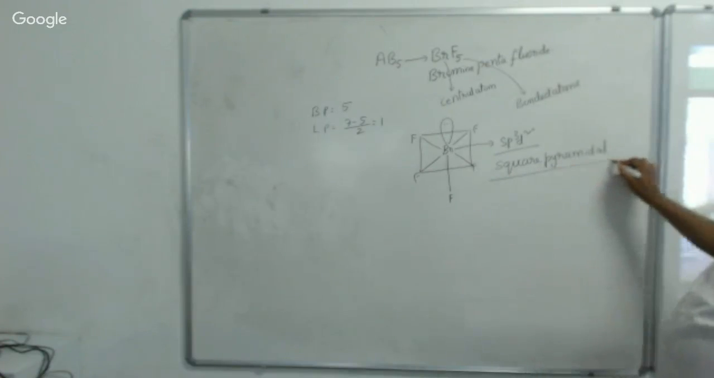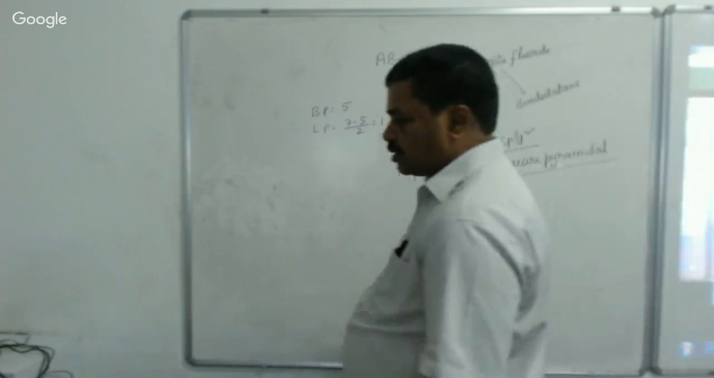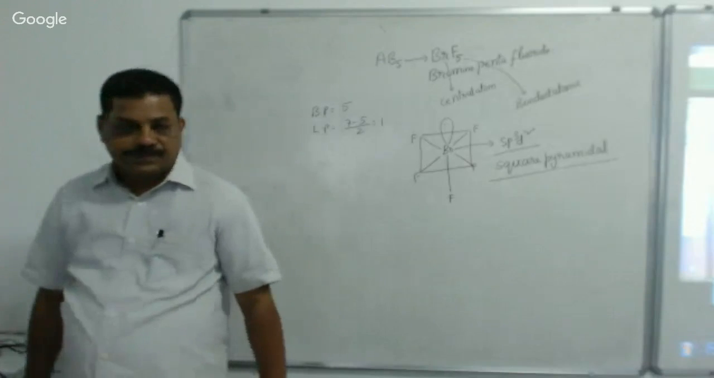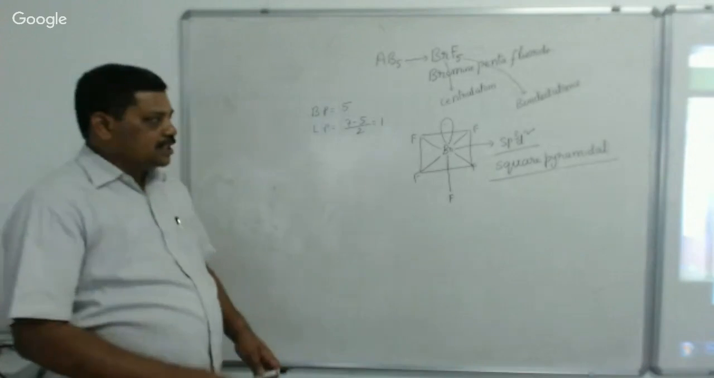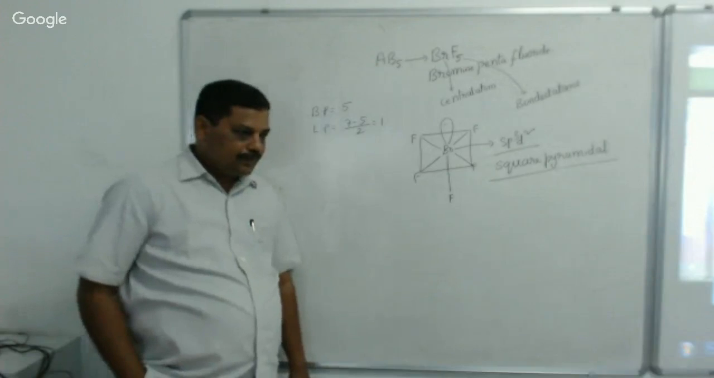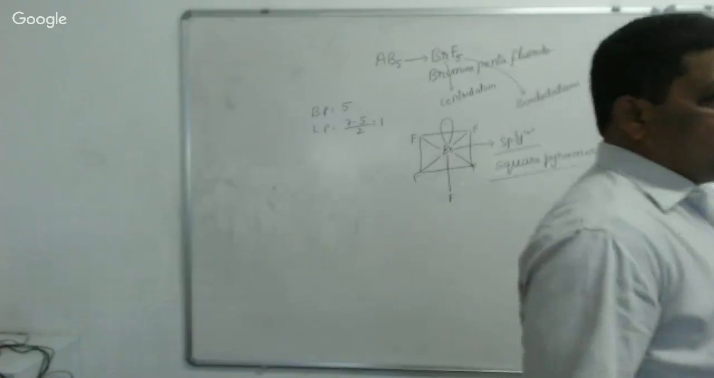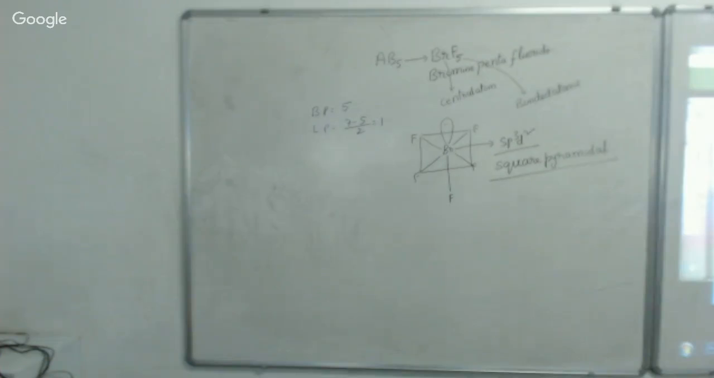This is another most important point. Observed shape is square pyramidal. Expected shape is octahedral. Why the deviation in shape in case of some molecules? Why is there deviation in shape from what is expected? The answer is very simple. Due to the presence of lone pairs. Very good.